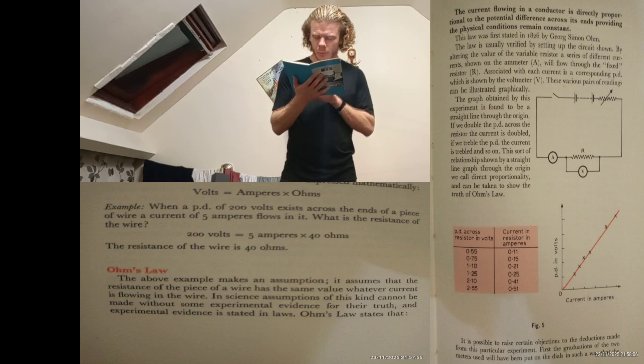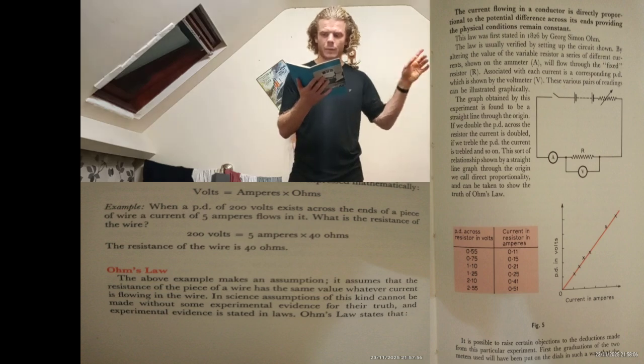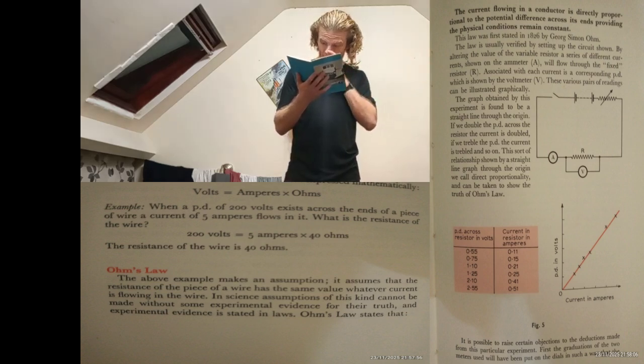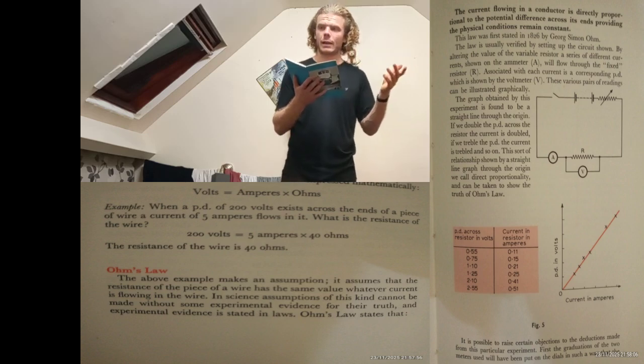Potential difference across resistor in volts. Current in resistor in amperes. It's always a 5-times thing. We are having the potential difference is 0.55 volt. Whatever, it is always 5 times, that is what we're saying.